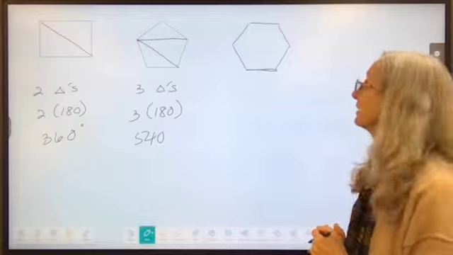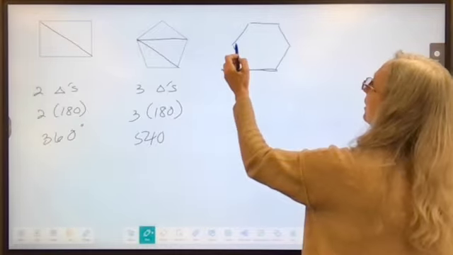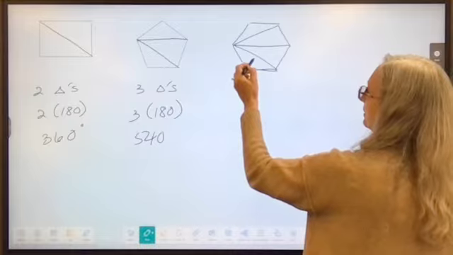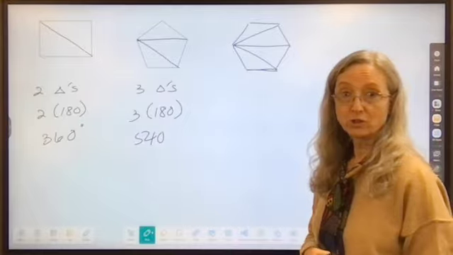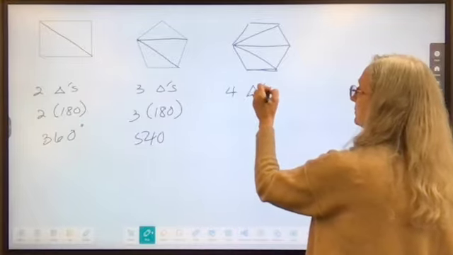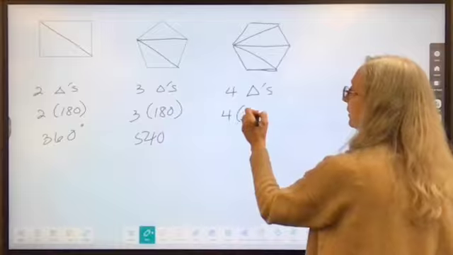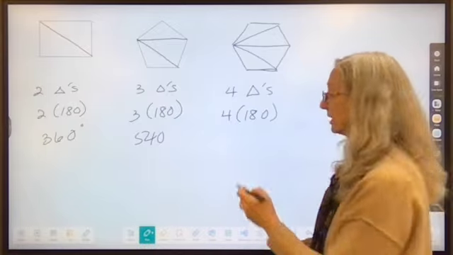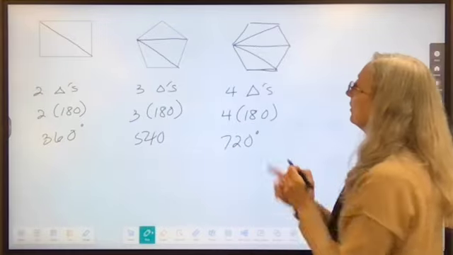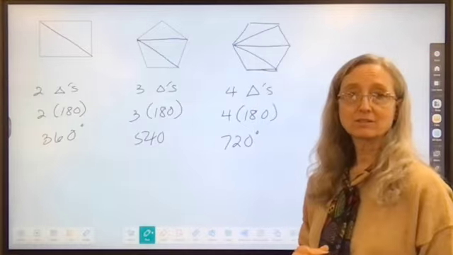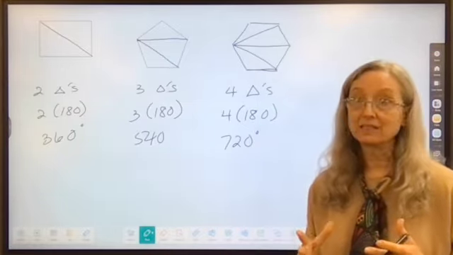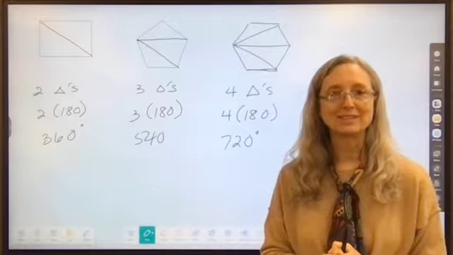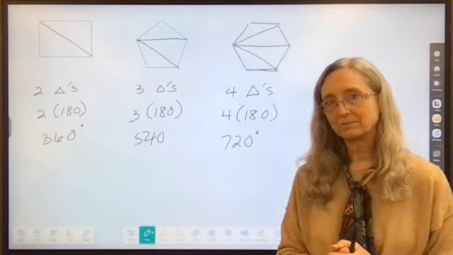I wonder if that will work if my figure has 6 sides. Let's try it with this 6-sided figure. I'll do the same thing and see how many triangles I can make. And it looks like I can make 1, 2, 3, 4 triangles. So 4 triangles or 4 180s. 4 times 180, that's 720. And sure enough, all of the interior angles of a hexagon or of any 6-sided figure will always add up to be 720 degrees.